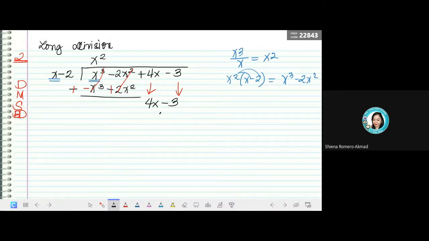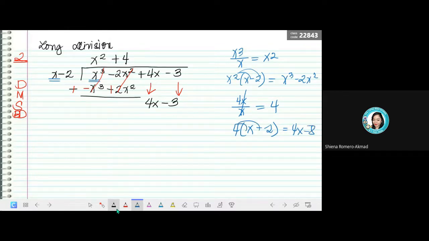So, we have 4x divided by x. Kung babawasan ng exponent, 1 minus 1, 0. So, wala ng x. Positive 4 na siya. So, we have positive 4. Positive 4 times x minus 2. Ito natin kanina, 4x divided by x, cancel na to. 4 na lang. So, positive 4 times x minus 2 is equal to 4x minus 8.